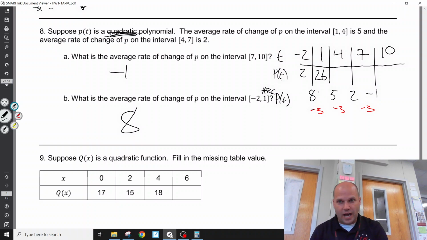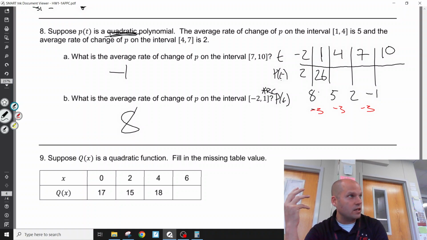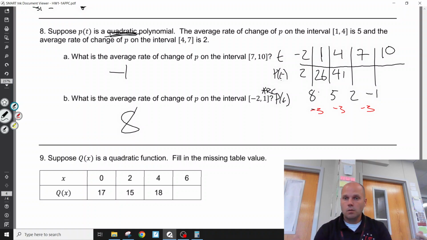You could continue to do that. If this is 26, and between 1 and 4 the average rate of change is 5, well, I'm increasing 5 y's per x. I have 3 x's that are increasing, or 3 t's. So that's increasing 15. So 26 plus 15 is 41. Boom. 2 y's per x, p's per t, over 3, 2, 4, 6. I got to increase 6 to get 47. And then from 7 to 10, I'm decreasing 1. So I need to decrease 1, 2, 3. So that gives us 44.